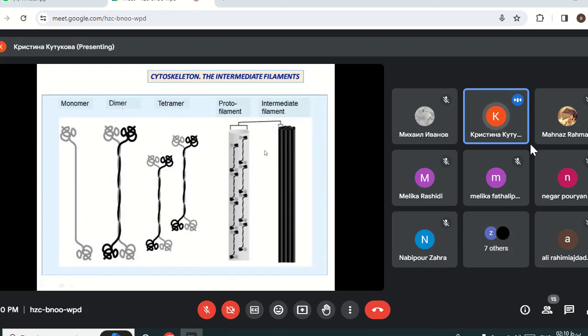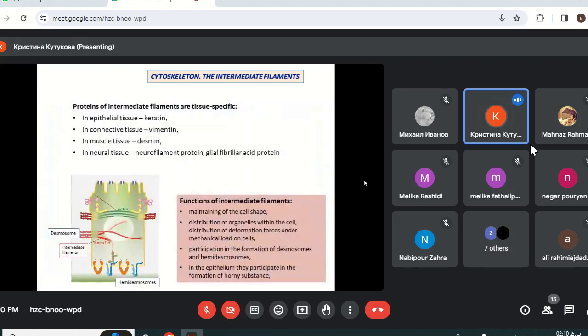Intermediate filaments also are made up of monomers, which first form dimers. Mono means one, di means two. Next, dimers form tetramers. Tetra means four, and tetramers make protofilaments and finally intermediate filaments. This is how they fuse together to finally make the intermediate filaments.